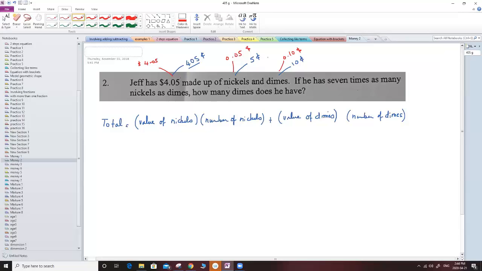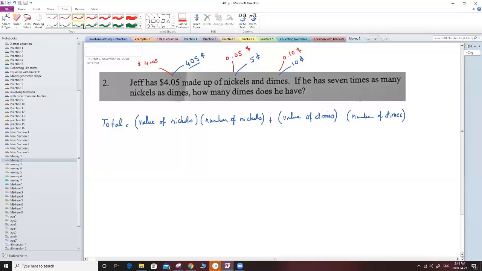So if you want to keep the $4.05, you keep everything in dollars. If you want to use the 5 cents and the 10 cents like that in cents, you have to convert the $4.05 to 405 cents. Very important. So to avoid the decimal, we're going to use the cents.